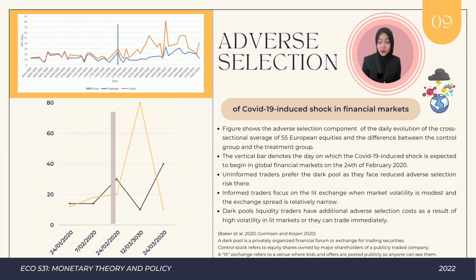This means that dark pools have additional adverse selection costs as a result of high volatility in late markets. Uninformed liquidity traders are forced to leave dark pools due to this new adverse selection cost. Dark pools liquidity traders have two alternatives in this scenario. They can either delay their trading, which can be costly when markets are particularly volatile, or they can trade immediately.